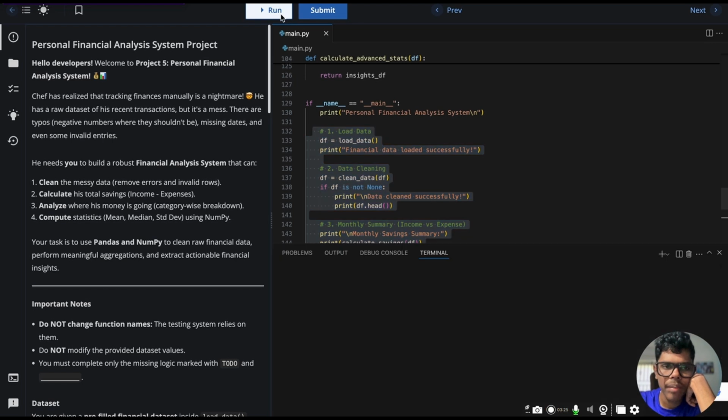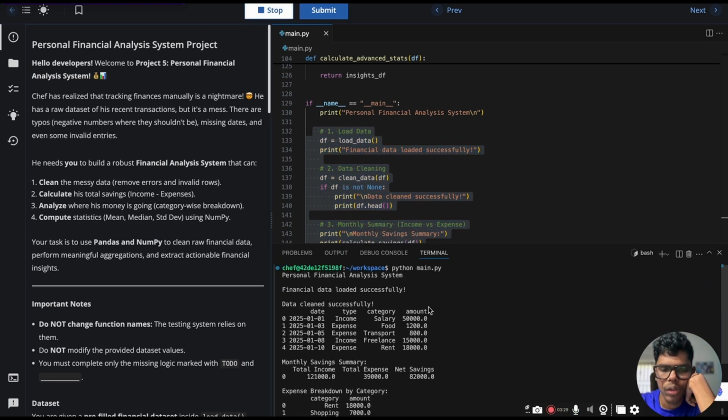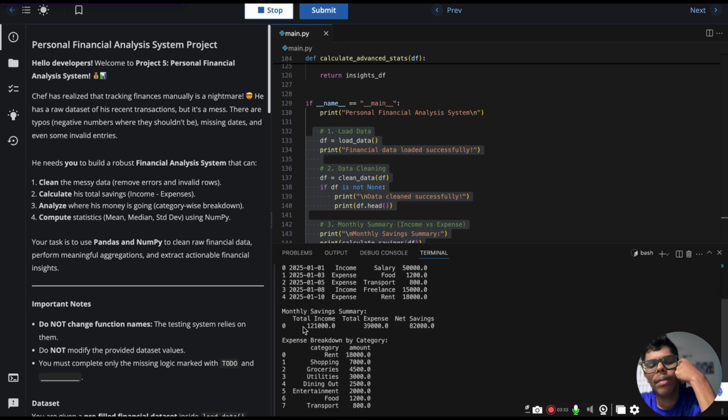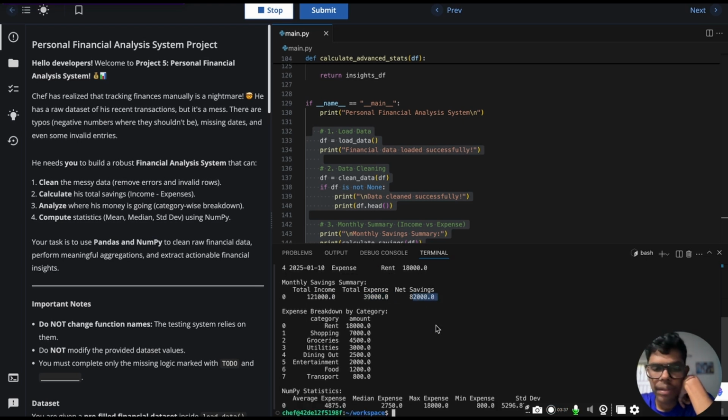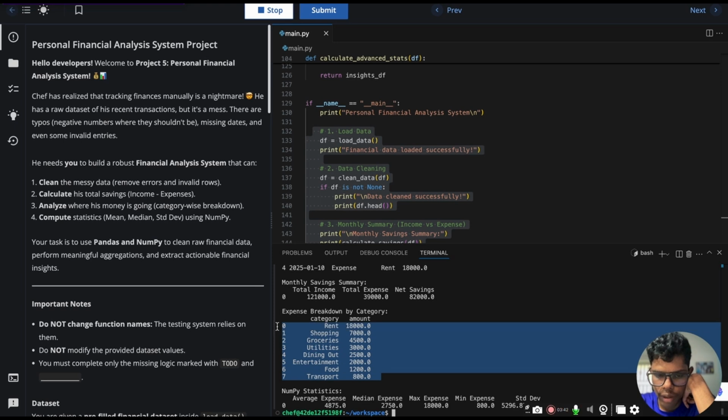So let me run the program. Yeah, so you can see this is the clean data. The monthly income is 1,21,000, expense was 39,000, so 82,000 was the net savings. After that you can see rent is 18,000, that is the highest expense, followed by shopping, and then the lowest is transportation, that is 800. Then we have the average expense, monthly expense, maximum expense, and so on. We have all these things.